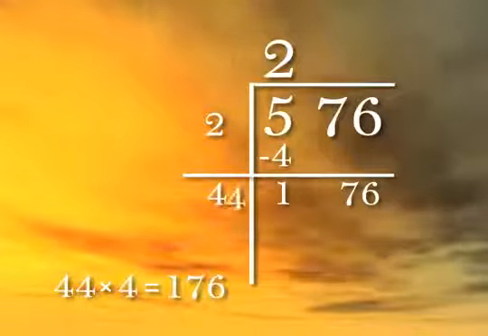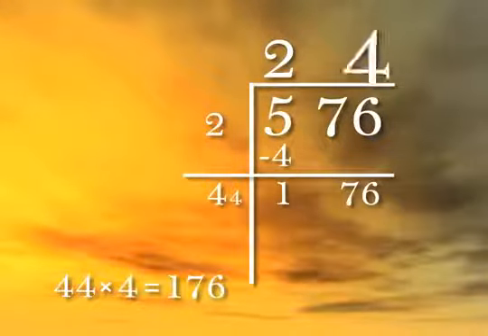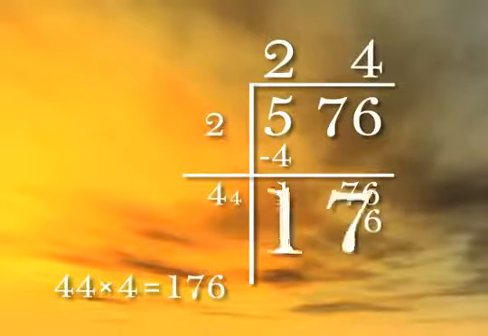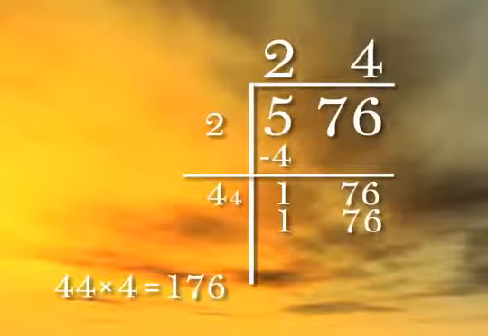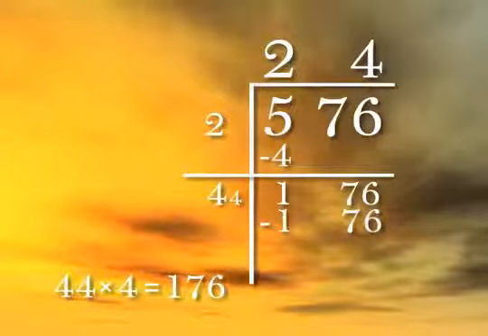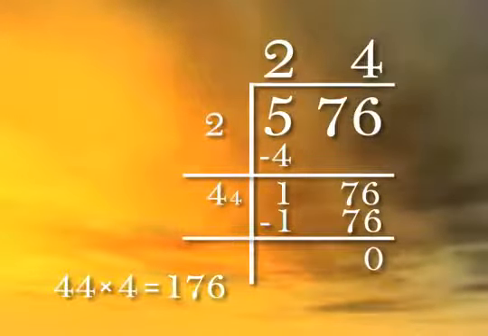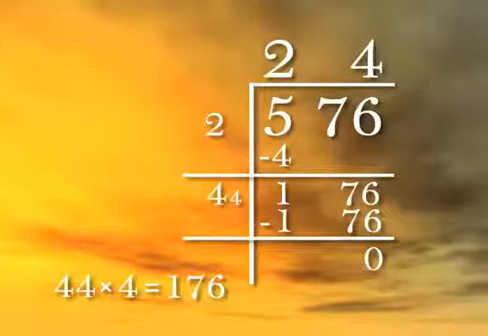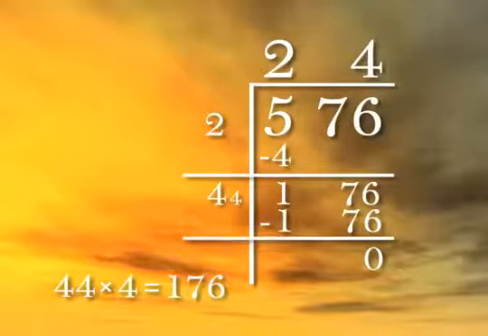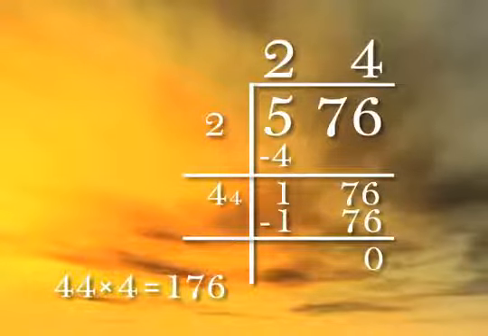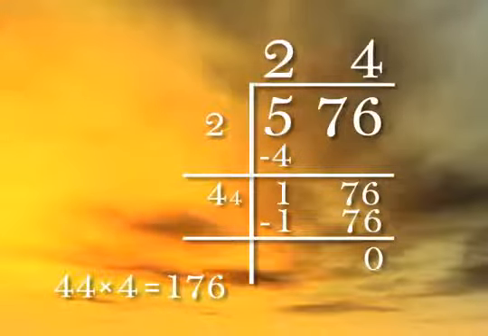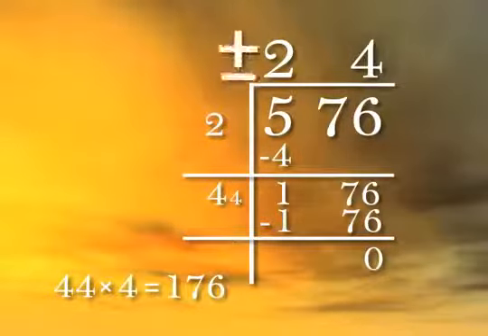By affixing 4 to the divisor and 4 to the quotient, we end up with 44 times 4, which gives us 176. 176 minus 176 is 0, and we're done. The answer is 24, and we also know that 576 happens to be a perfect square because we have a remainder of 0. Actually, 24 is only half the answer. The answer is positive and negative 24, which is notated like this.